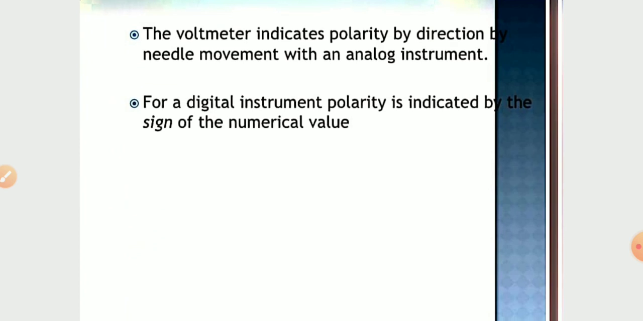The voltmeter indicates polarity by the direction of needle movement in an analog instrument. And for a digital instrument, polarity is indicated by the sign of the numerical value. It means in an analog instrument we can observe polarity by observing the direction of the needle, and in a digital instrument we can observe the polarity by the plus and minus sign on the numerical value.